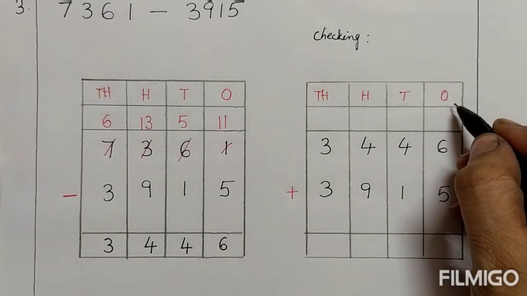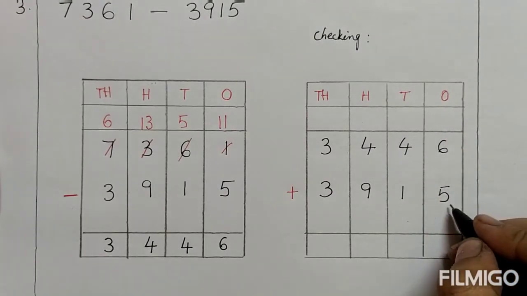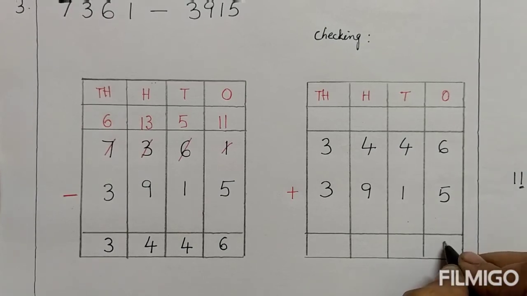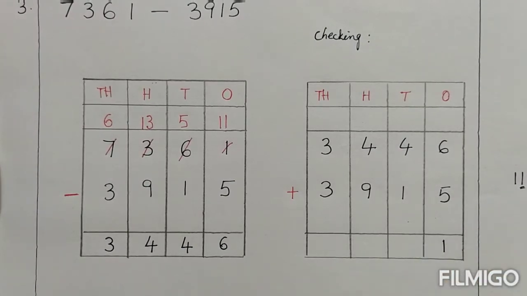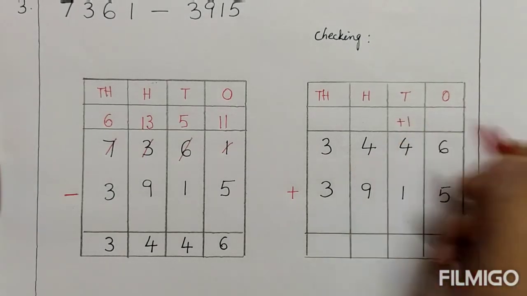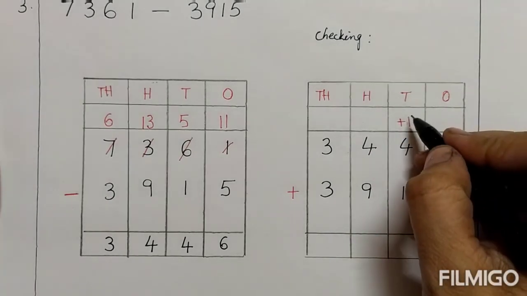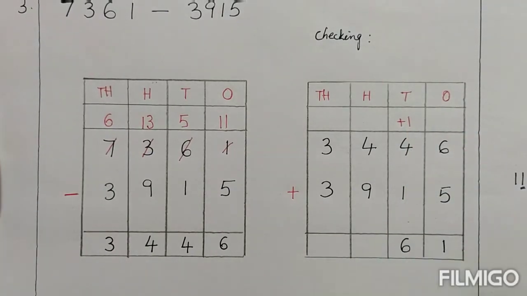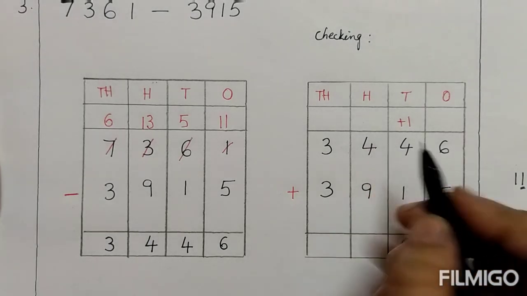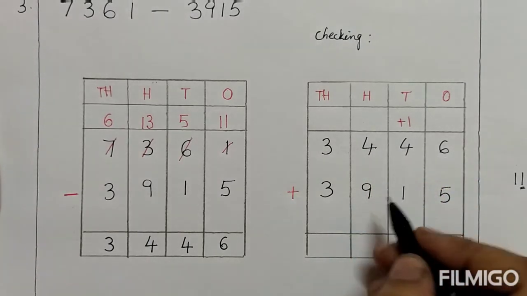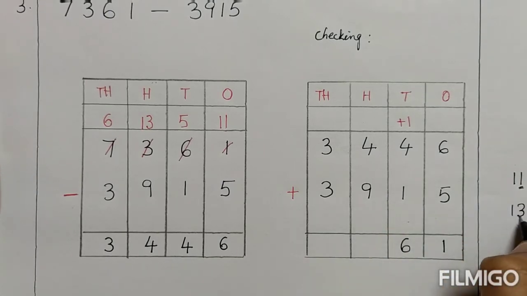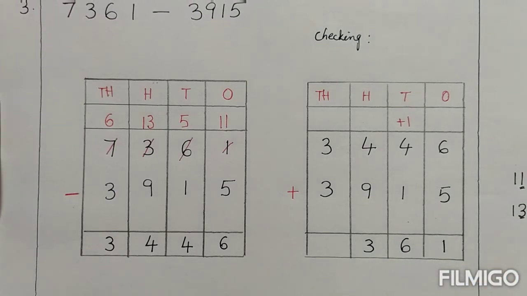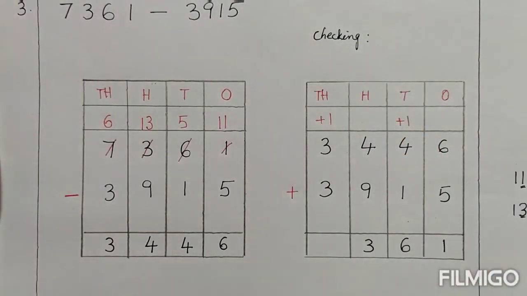Let's start from ones column. 6 plus 5. How much? 11. So 11 means here the 1 will sit in ones column and this one will go to the next column as a carry forward. Now in tens column we have 1 plus 4, 5. 5 plus 1, 6. In hundreds column, 4 plus 9. How much? 13. Again 3 here in hundreds column and 1 in thousands column as a carry forward.